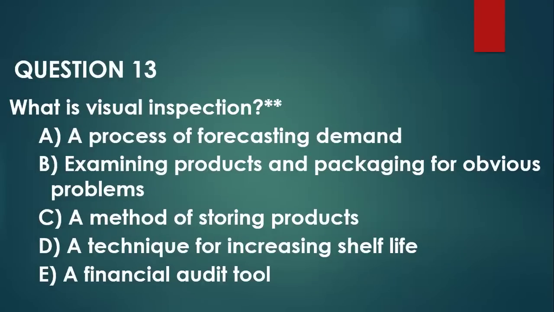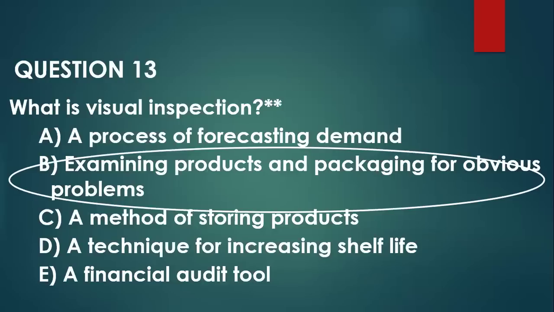So what is a visual inspection? That is a process of examining products and packaging for obvious problems. You're going to search for problems like missing components, empty components, broken components. You're going to search for things like packets that are damaged, cartons that are not labeled, or labelings that are not clear, and deal with those obvious problems.